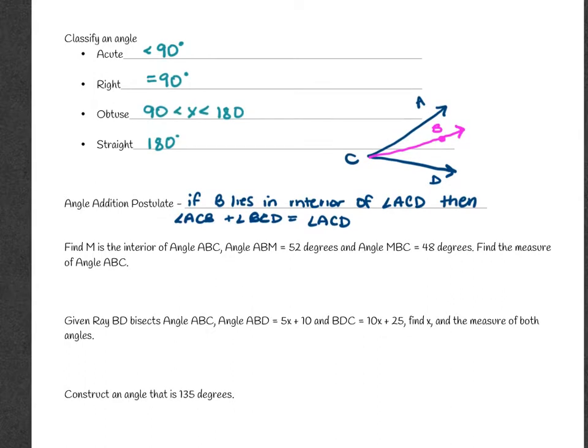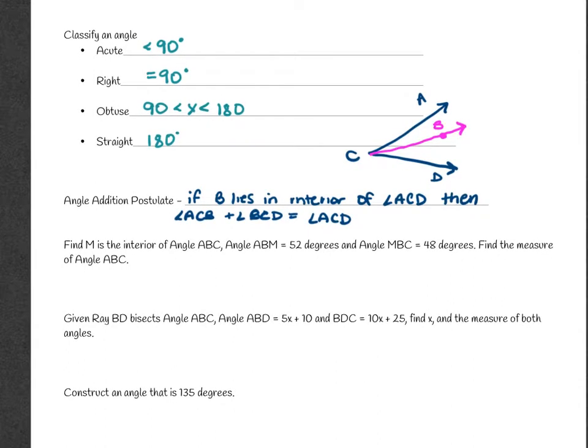So the next thing says point M is in the interior of angle ABC. So we've got angle ABC, and point M lies on the inside, which means it's divided into parts. If angle ABM, this one here, is 52 degrees, and angle MBC is 48 degrees, find the measure of angle ABC. So ABC is the sum of those angles, 52 plus 48 degrees, and you get 100 degrees.